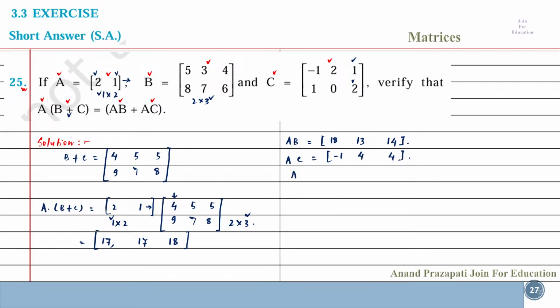So AB plus AC equal to 17, 17 and 18. Is there any problem to understand up to this step? From the working it is clear that A into B plus C is equal to AB plus AC. Verified.